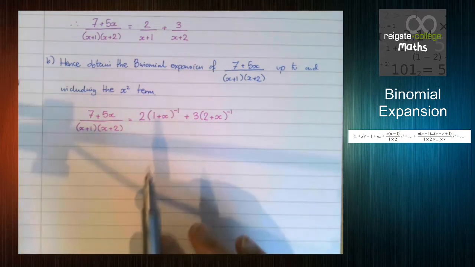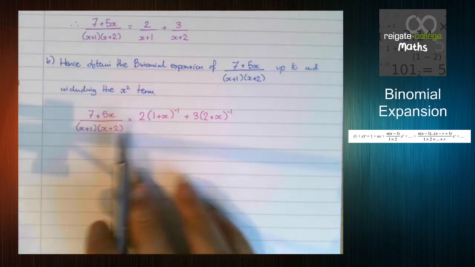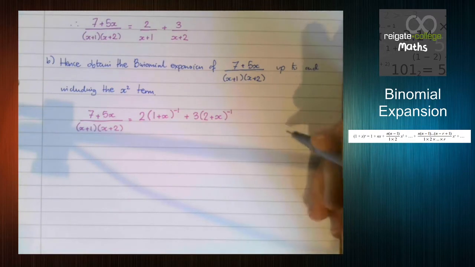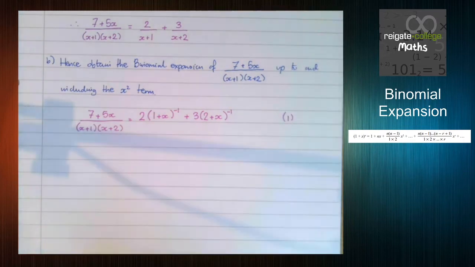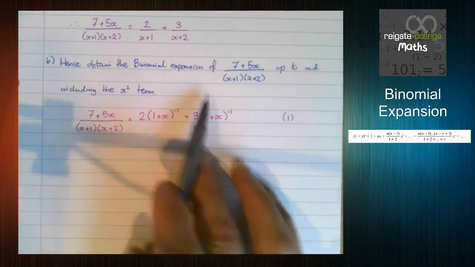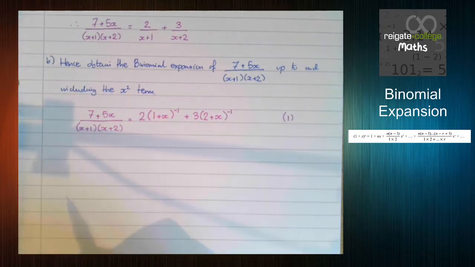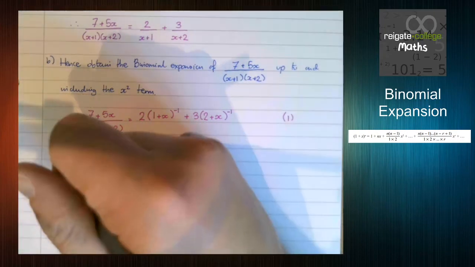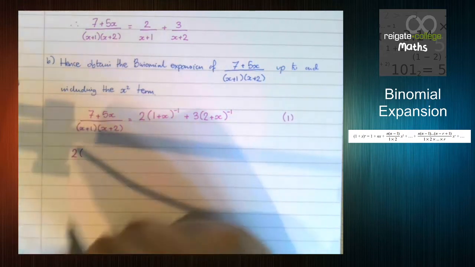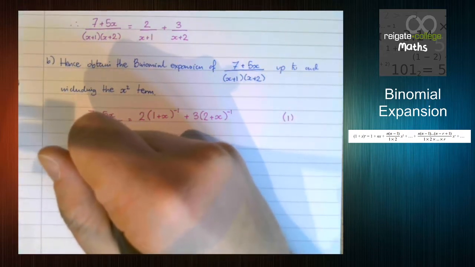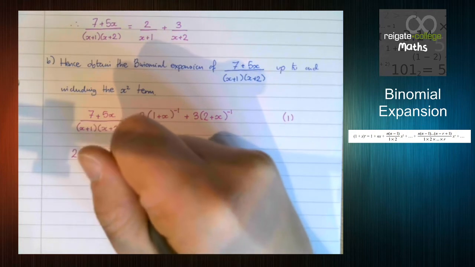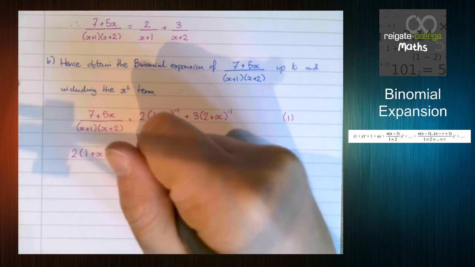So what I tend to do is I tend to come back to this. If you're worried about it, number the equation just to the side so you can refer back to it. But I tend to take each bit on its own and go from there. So the first bit, 2 times (1 plus x) to the -1. So we've got 2 on the outside of a bracket.